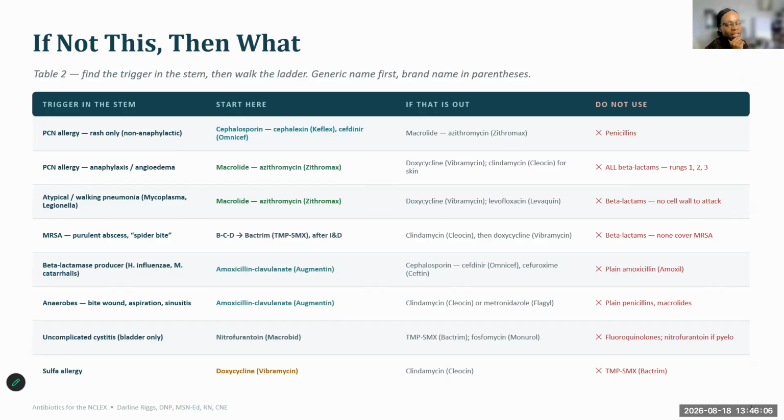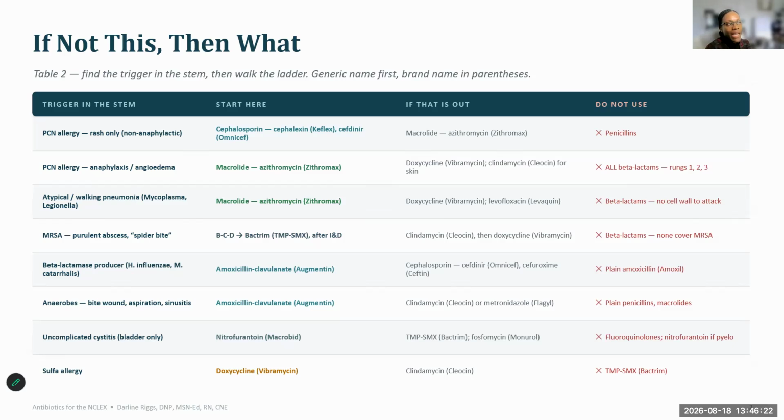If it's not a beta-lactamase producer, that doesn't work, cephalosporin. If we're talking a dog bite, animal bite, and for whatever reason we can't use Augmentin, allergies, whatever it is, then we're going to go to clindamycin, okay?